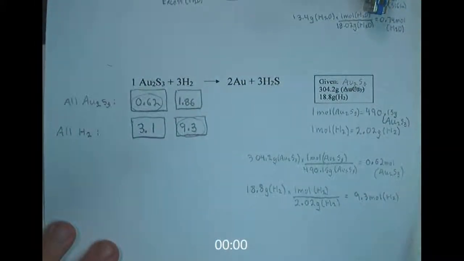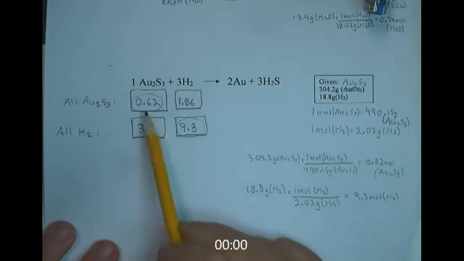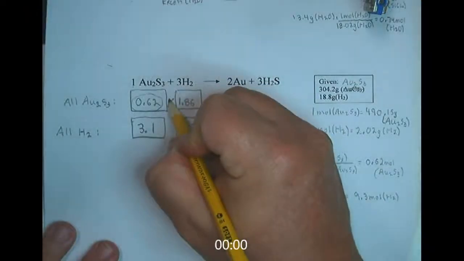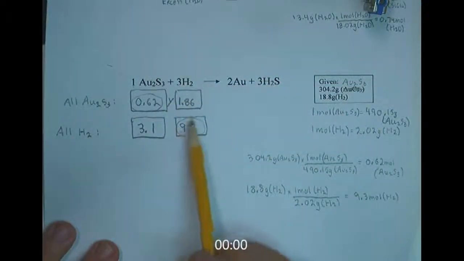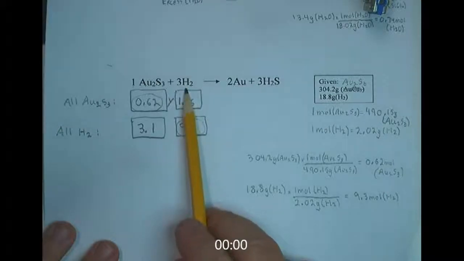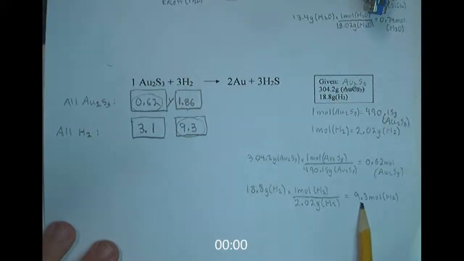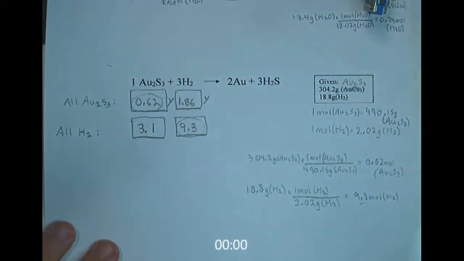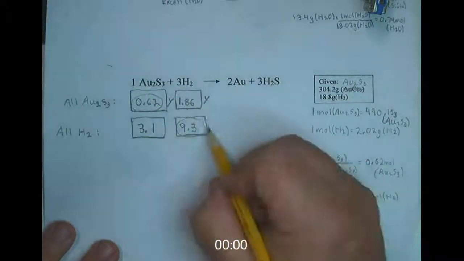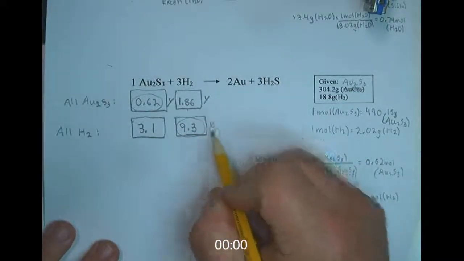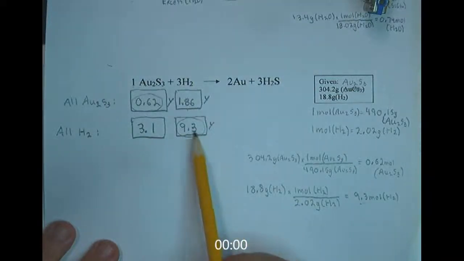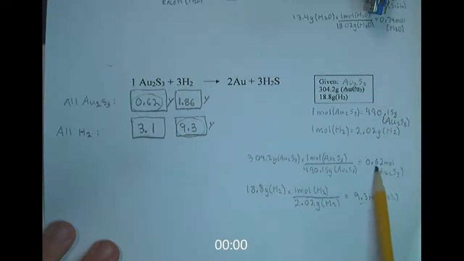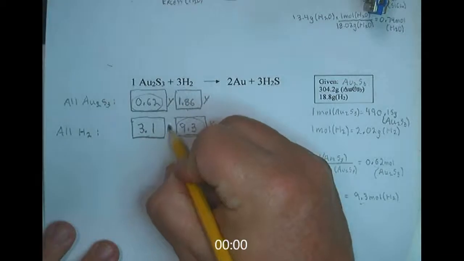Now we go around and do our yes/no matrix here. Do we have at least 0.62 moles of gold sulfide? Well, yes, that's how much we were given. That's why it's circled, so yes. Do we have at least 1.86 moles of hydrogen? Well, yeah, we were actually given 9.3 moles, so we have way more than 1.86 moles. So yes, we have plenty of hydrogen to make that reaction work. Down here, we were given 9.3 moles of hydrogen. Now, do we have at least, if we want to burn all that up, we need 3.1 moles of gold sulfide. Do we have at least that much? No, we only have 0.62 moles, so that's our no.